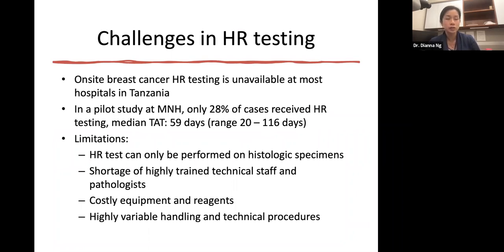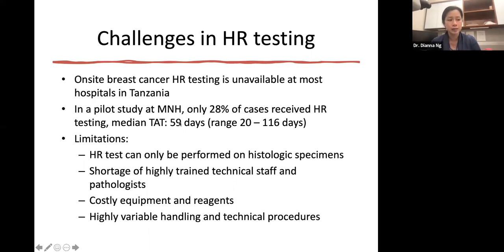So there's a lot of challenges, not just in routine pathology, but in particular hormone receptor testing. As we all know, hormone receptor testing is incredibly essential and important in breast cancer diagnosis, treatment, and prognosis. However, hormone receptor testing is unavailable at most hospitals in Tanzania. So you're either looking at private practices, private laboratories that are prohibitively expensive, or you access one of 2 public hospitals that have immunohistochemistry. In one of our pilot studies, we found that out of the women who are presenting to FNA clinic with a breast mass and are diagnosed with breast cancer, only 28% of these people are receiving hormone receptor testing in the end. The median turnaround time for people who are receiving testing is about 2 months long.